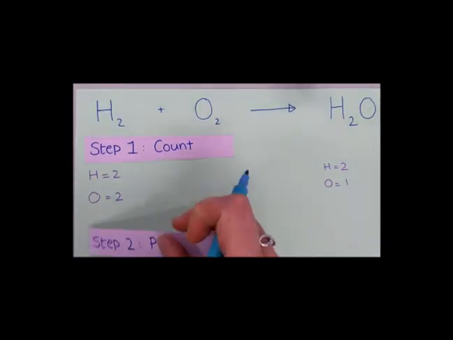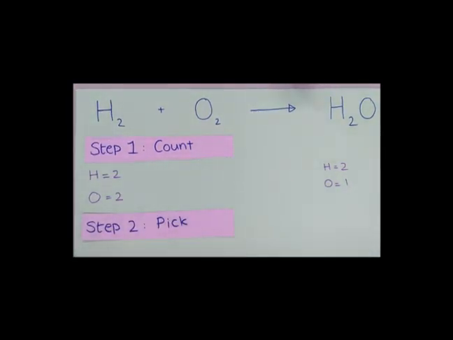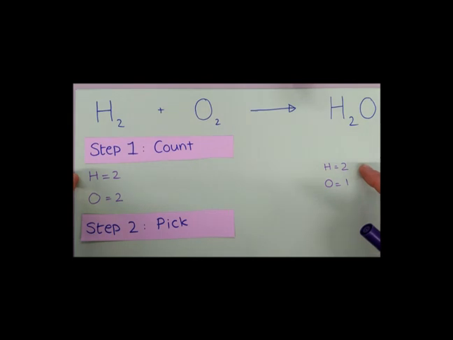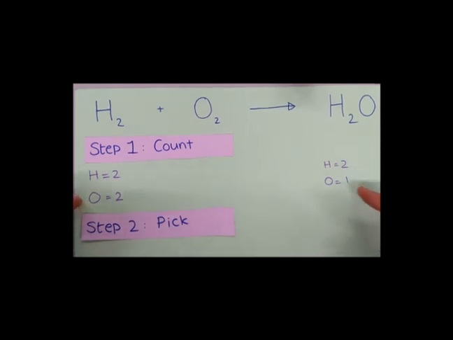My second step is that I need to pick which element I'm going to start with. Now here, it's quite straightforward, because hydrogen is currently balanced for the moment, and oxygen's not. You want to look for an element that only features once on both sides of the equation. So if you've got an element that appears twice, save that one to the end. It will make your life easier.